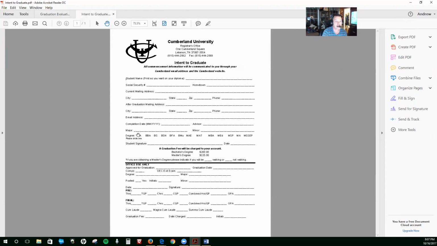Your degree is going to be AA. It's actually not on here, but the new ones are on there. It's going to be Associate of Arts, Associate of Science. You fill all this stuff out and take that to the registrar's office. I don't need to see that. I just need to know that you did it.